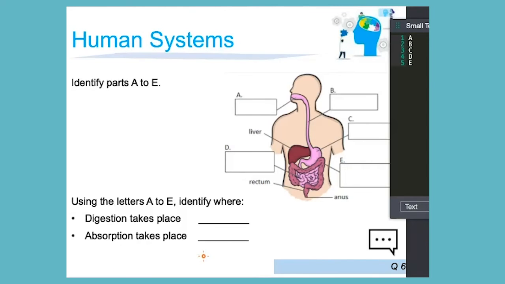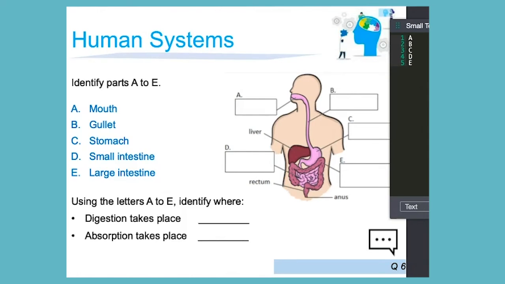Using the letters A to E, where does digestion take place? Where does absorption take place? Take note, it's not small intestines. There's only a small intestine, singular. Likewise, it's not the large intestines, it's the large intestine, singular. All right. Okay, using the letters A to E, identify where digestion occurs.